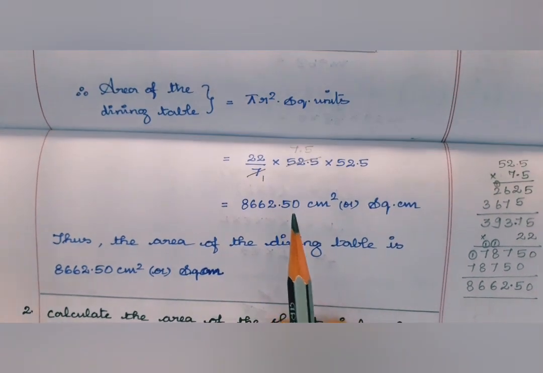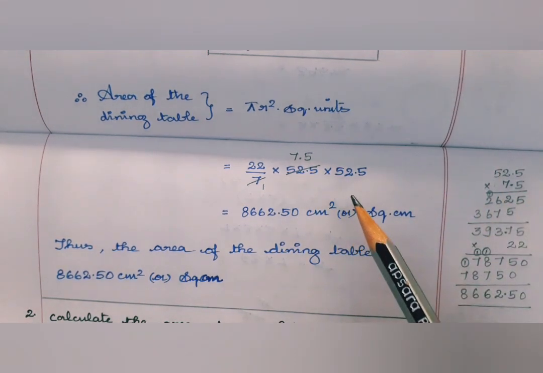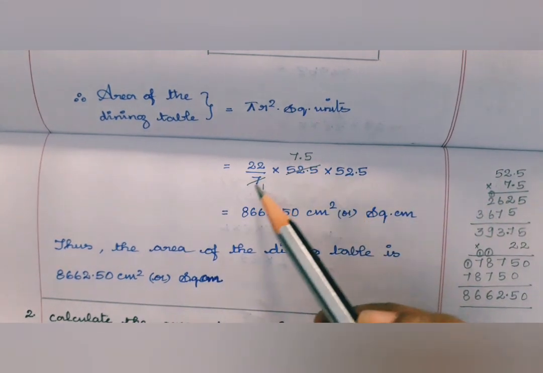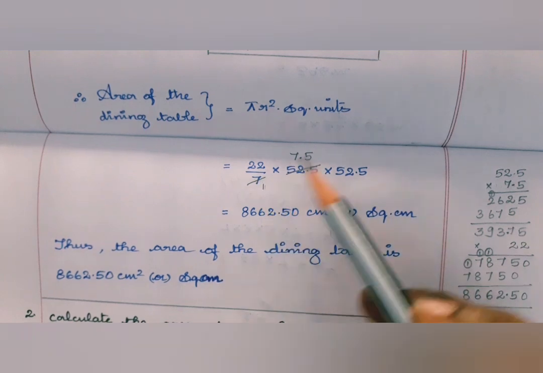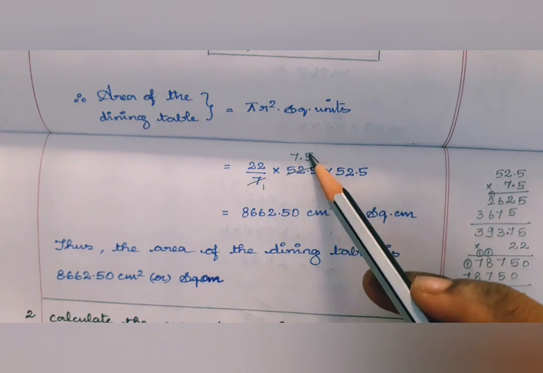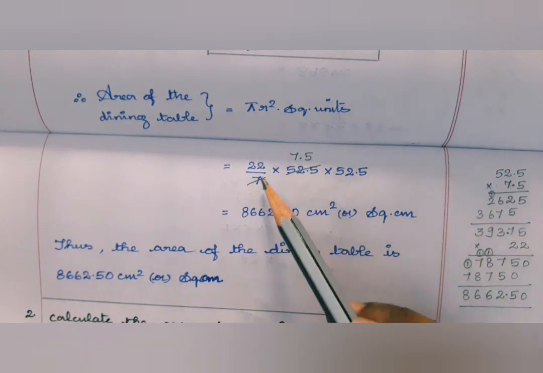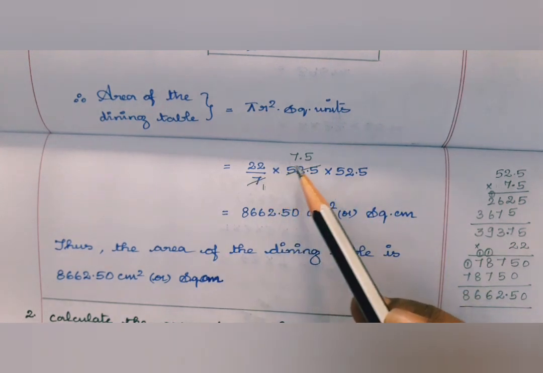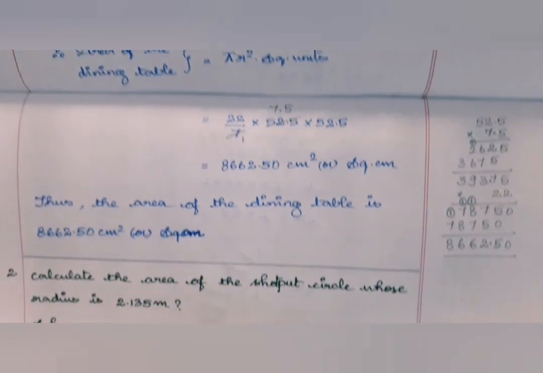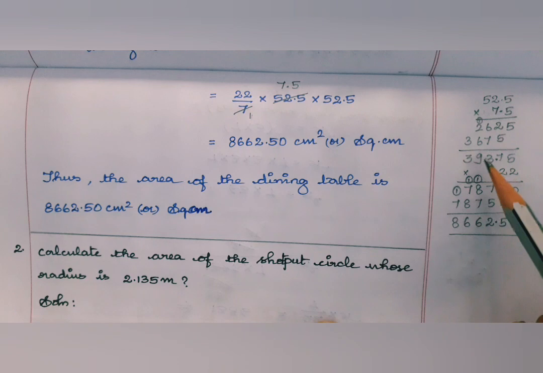So with the help of the radius, we are going to find the value 22 by 7 into 52.5 into 52.5. 7 ones are 7, 7 sevens are 49, remainder 3, again here is a point, and 5 sevens are 35, because 3 remainder it becomes 35. So now we have to calculate 22 into 7.5 into 52.5. When we multiply 52.5 by 7.5, we get 393.75.